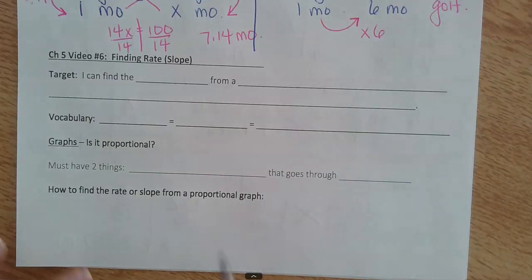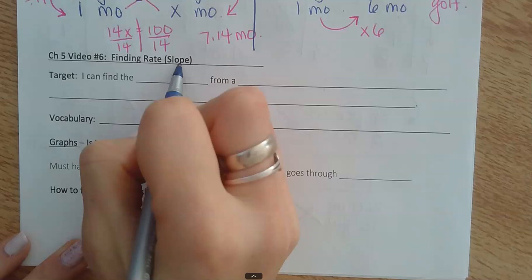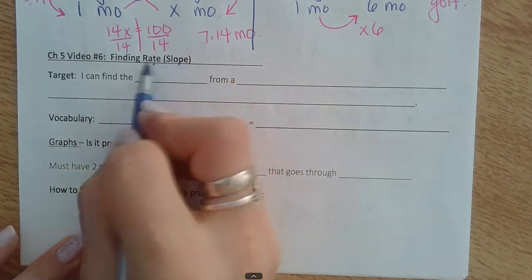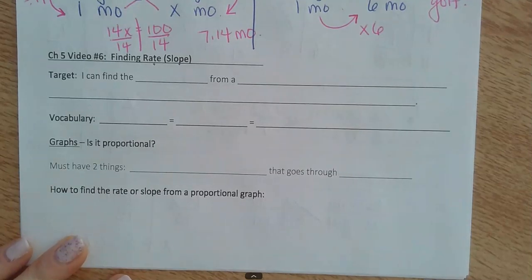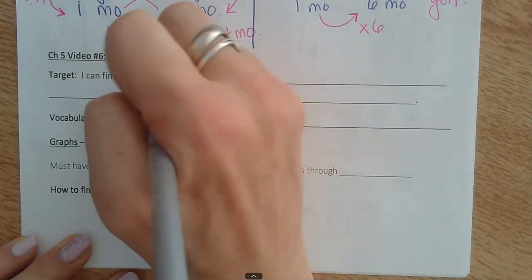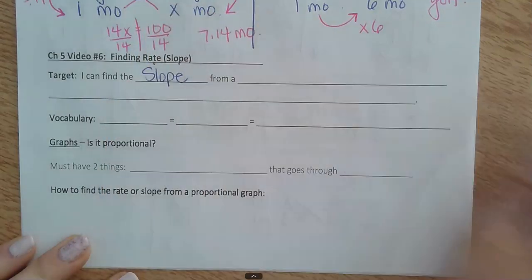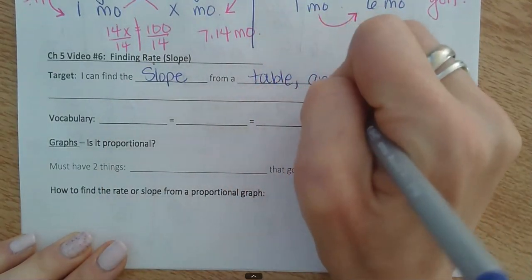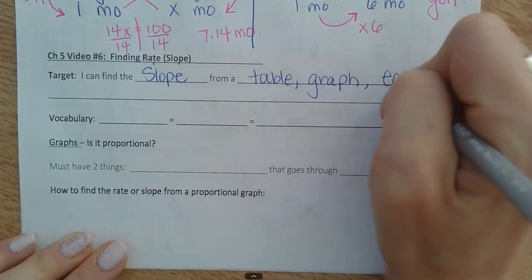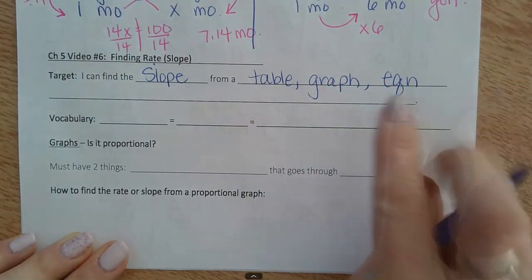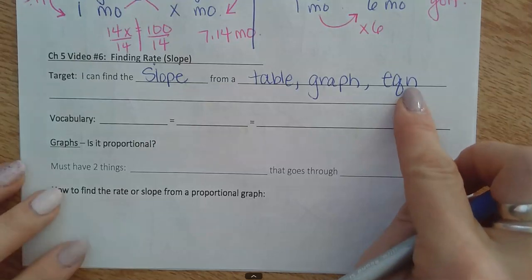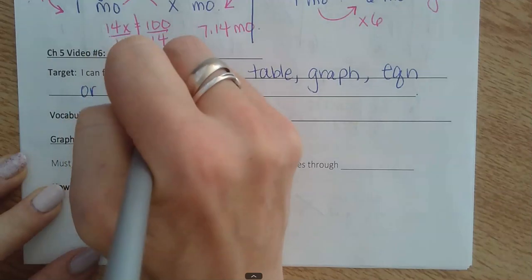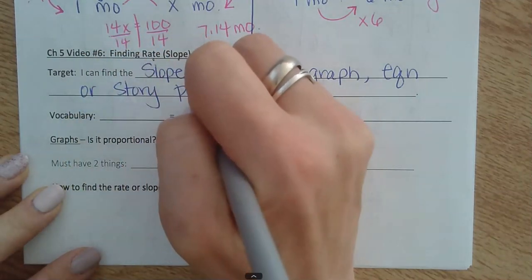Chapter 5, Video 6 is on finding the slope or finding the rate. And we're going to talk about how those are often interchangeable terms. Okay, so I can find the slope or the rate from a table, graph, equation, and I often abbreviate equation EQN, but that's equation, or story problem. And we're going to look at all of those today.